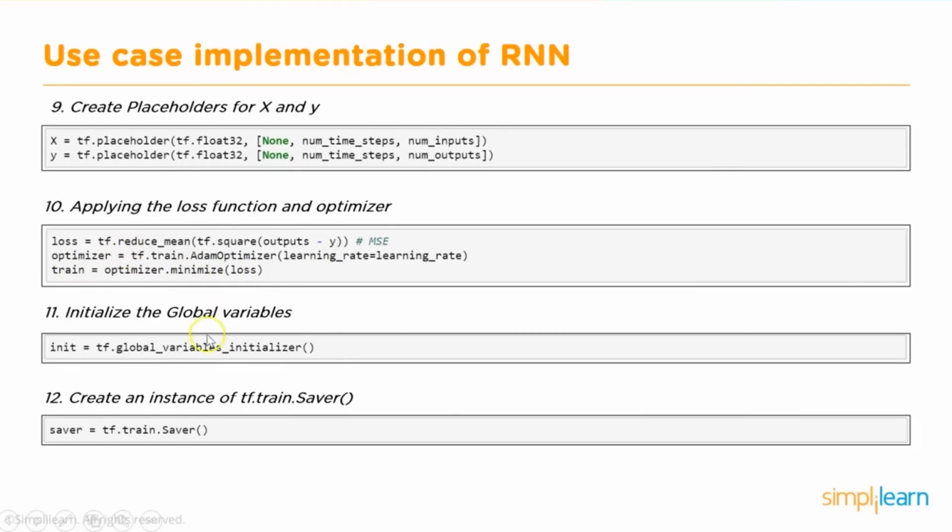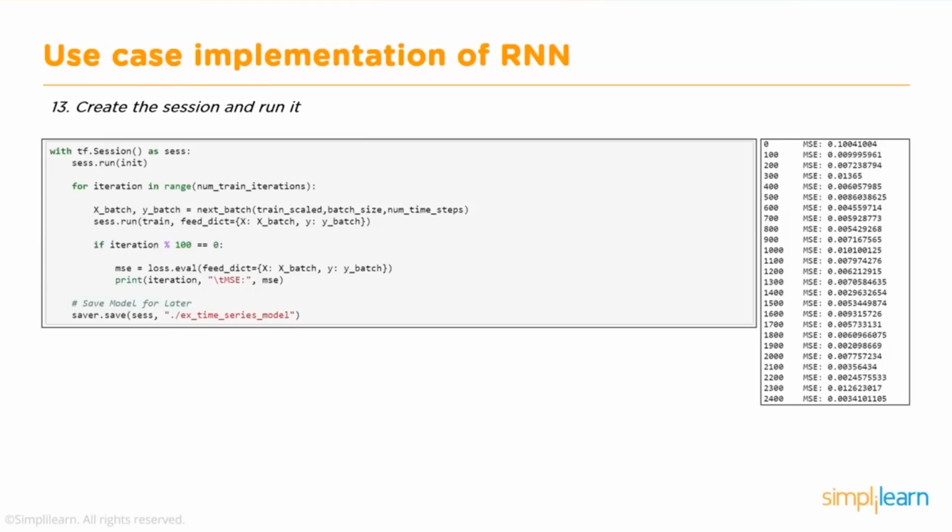And once that is done, you are initializing the variables, and then you're creating a saver variable or a saver instance. So saver is basically nothing but in machine learning, you can train your model and you can save it for later use. So that's where the saving comes into play. We will see how to use that as well.